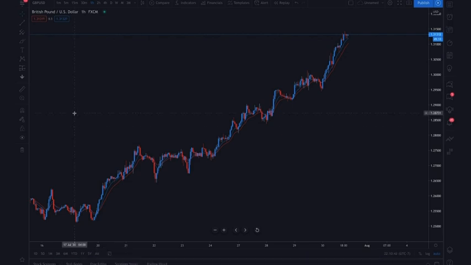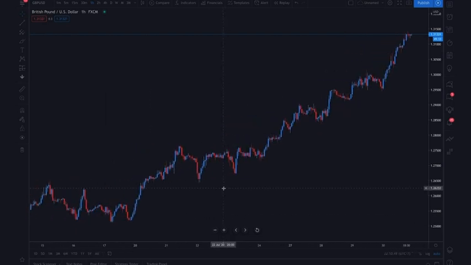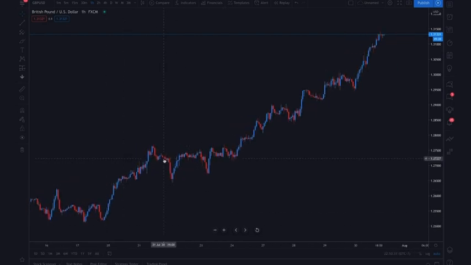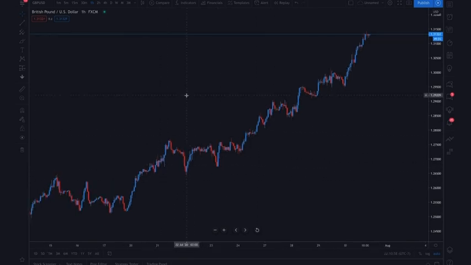So let me just remove the moving averages for a second, just to get a clear chart of just actual candlesticks. So obviously anybody can see this is going up. If you don't know what stop losses are by now, which you should already, a stop loss basically protects you from losing too much money at any given point in time.